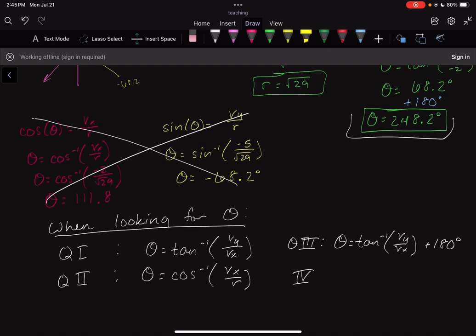If I'm in quadrant 4, I would also just use tangent inverse. So that's really my advice. I would use tangent for everything but quadrant 2. But of course, whatever you get comfortable with is okay.